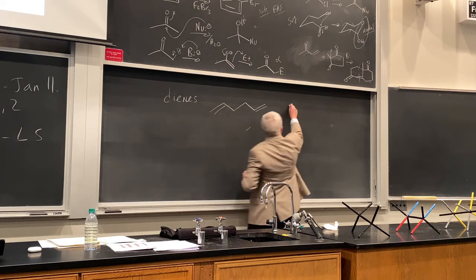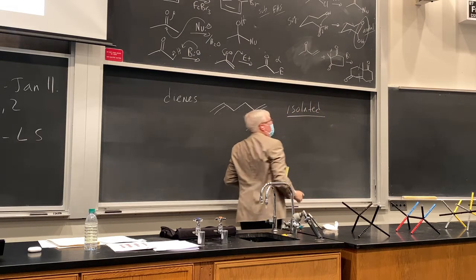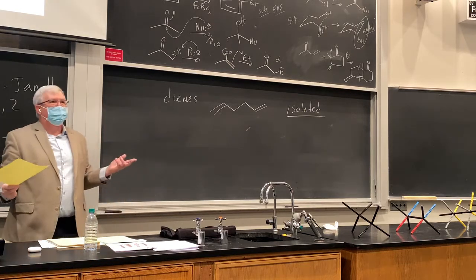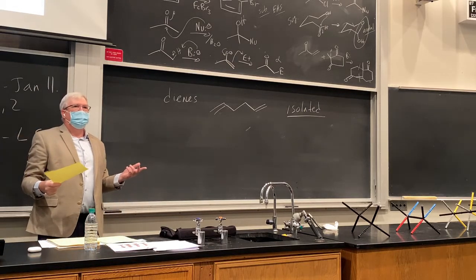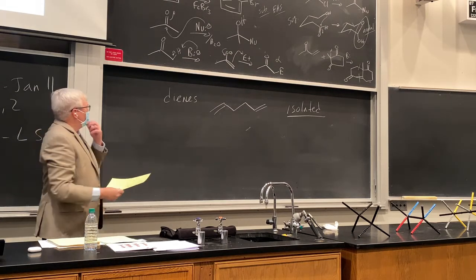So we call this an isolated diene, okay? Meaning those two alkenes react as if they were just simple alkenes, okay? You already know their reactivity. You can do Markovnikov or anti-Markovnikov additions there.